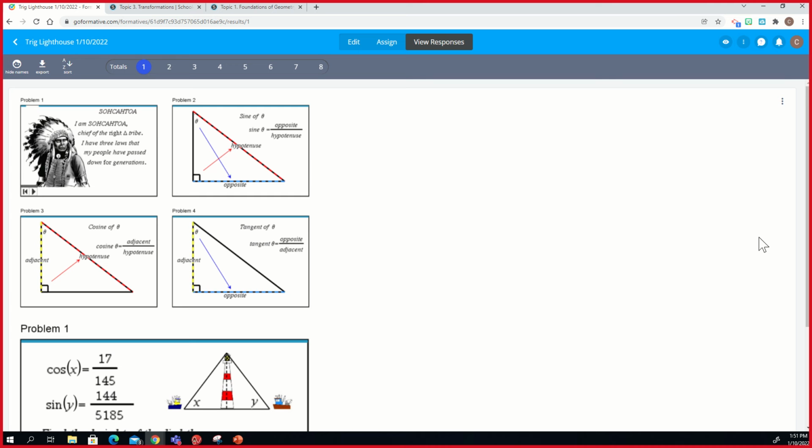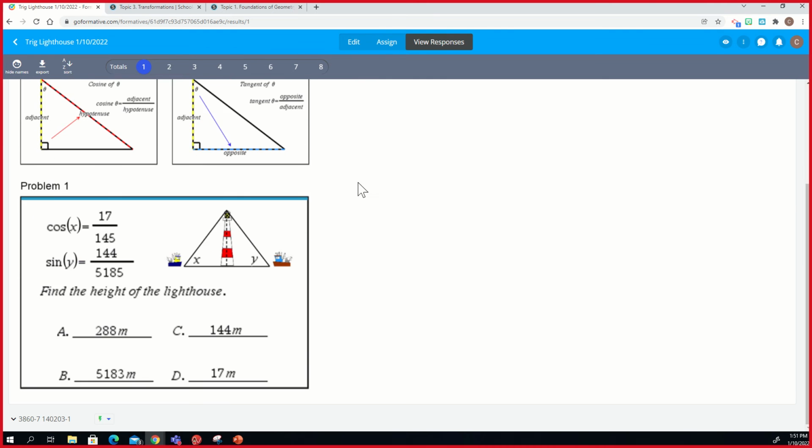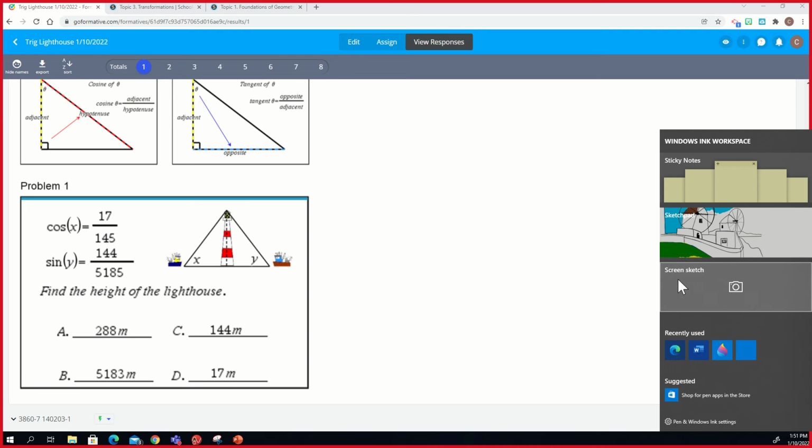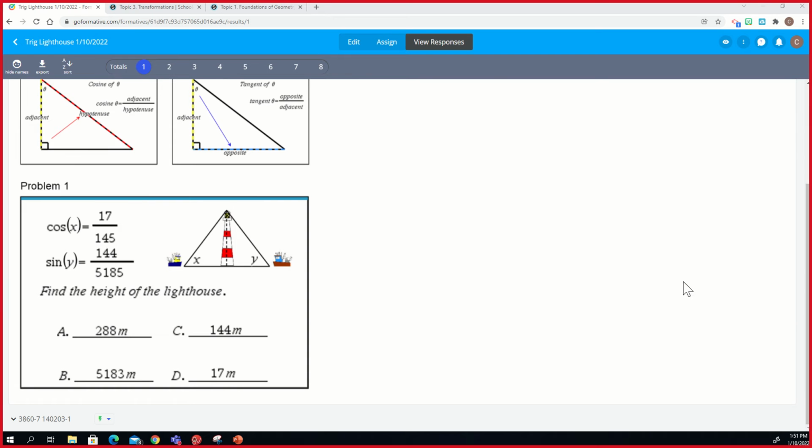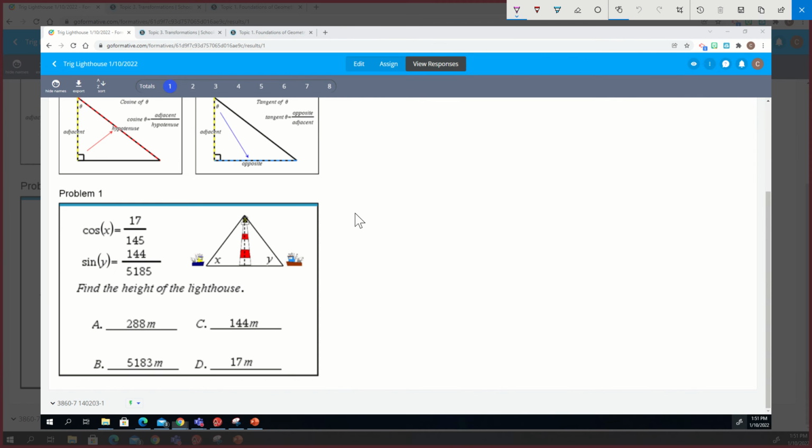So this is the first one. It's the lighthouse. We do have our trig ratios, and I'm just going to write them next to it. Scrap paper helps. I'm not saying you have to use scrap paper, but scrap paper helps. And I usually just write it out. Let me write it in black.